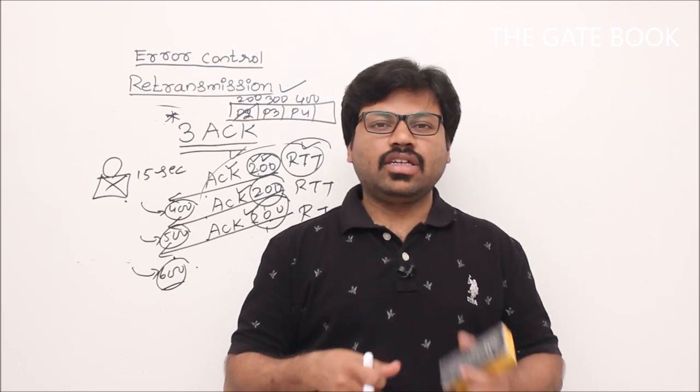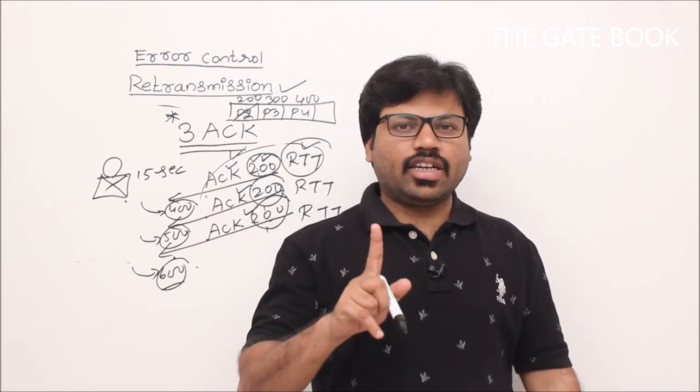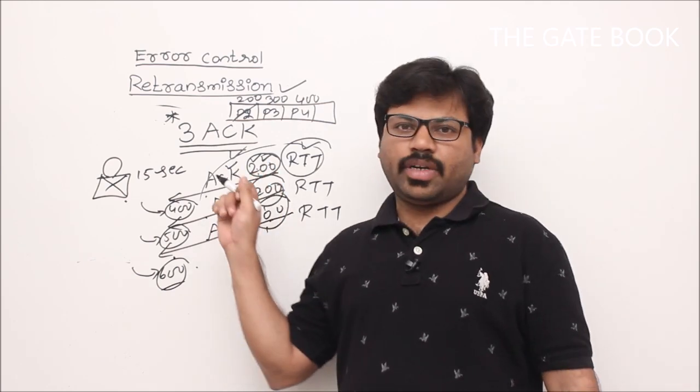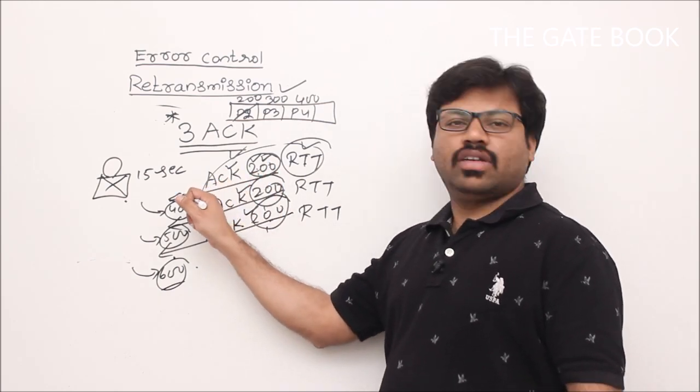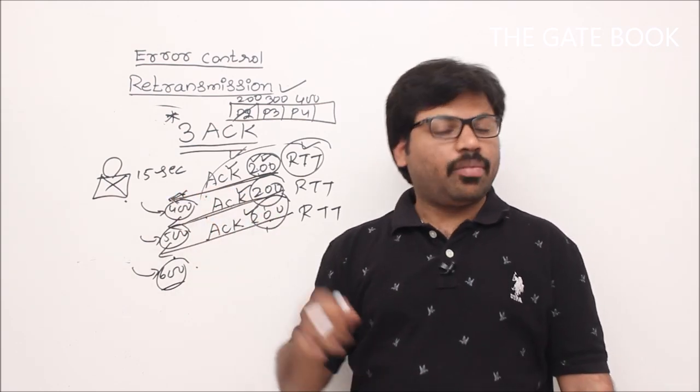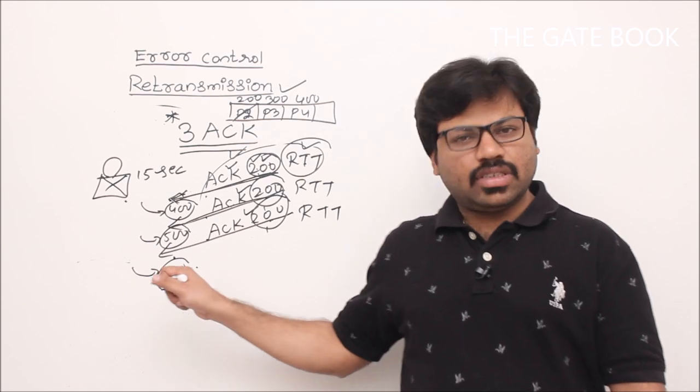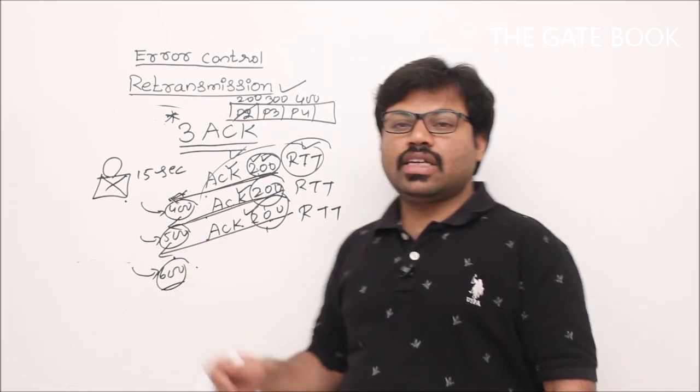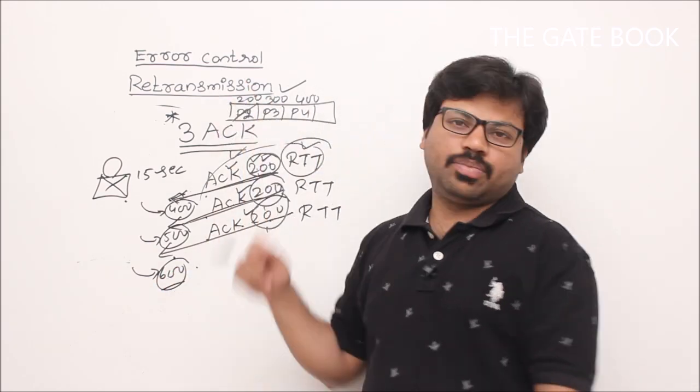What is the second experience? Whenever you get one acknowledgement that is a wrong acknowledgement, I'm not expecting this one, correct? Whenever you get 3 wrong acknowledgements, 200, 200, 200 from your receiver, immediately send the missing packet. Okay, so these are the two strategies for retransmission. Understand?